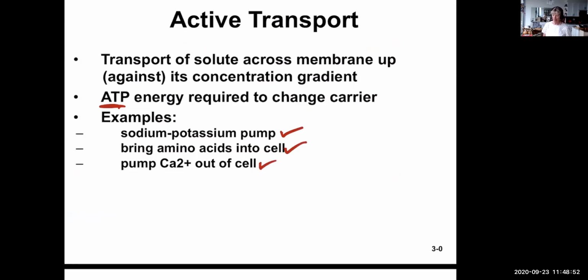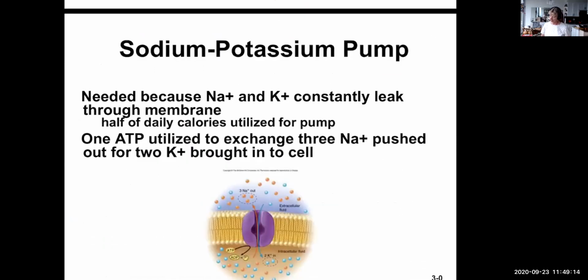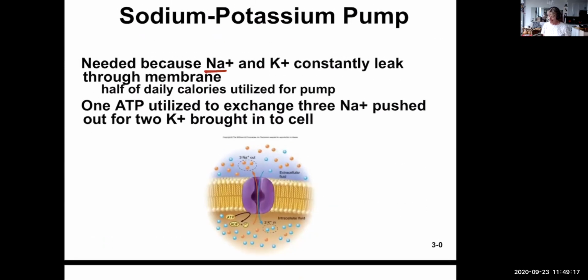The sodium-potassium pump requires an enormous amount of ATP. You wouldn't believe it. Indeed, half of what you eat today, the energy coming from that will go to your sodium-potassium pumps. That's how much energy they require. They're constantly maintaining electrolyte concentration inside and outside the cell. And we'll look at that in the nervous system as well. So sodium is tiny, potassium is tiny, constantly leaking through the membrane. Half of your daily calories are used for this pump.